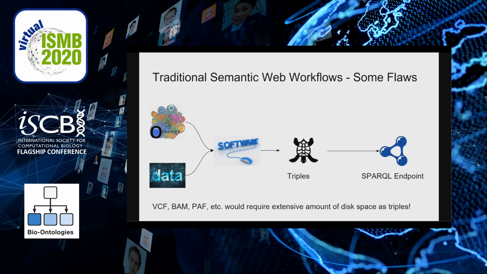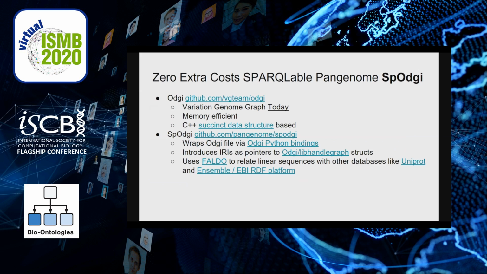And this problem is tackled by Spodgy, which is used to create a zero extra cost SPARQLable pangenome. Spodgy does that by building on ODGI, which is a variation graph genome toolkit. It has a very memory efficient C++ data structure implementation, and Spodgy uses the ODGI Python bindings to actually wrap an ODGI file directly. It introduces IRIs as pointers to the ODGI lib-handled graph structures, and in order to relate to linear sequences with other databases like UniProt and the Ensembl EBI-RDF platform, it uses the FALDO ontology.